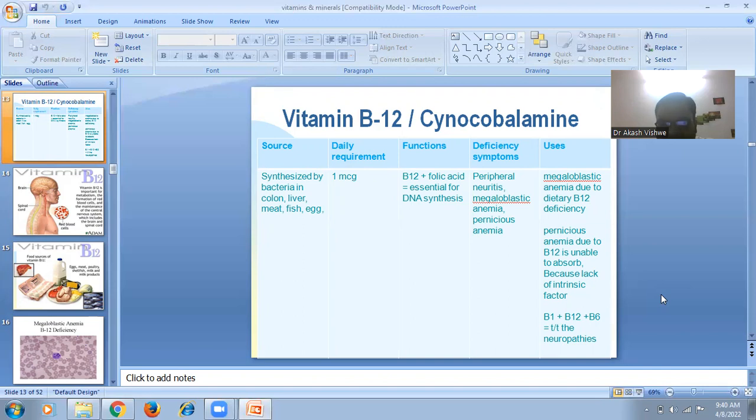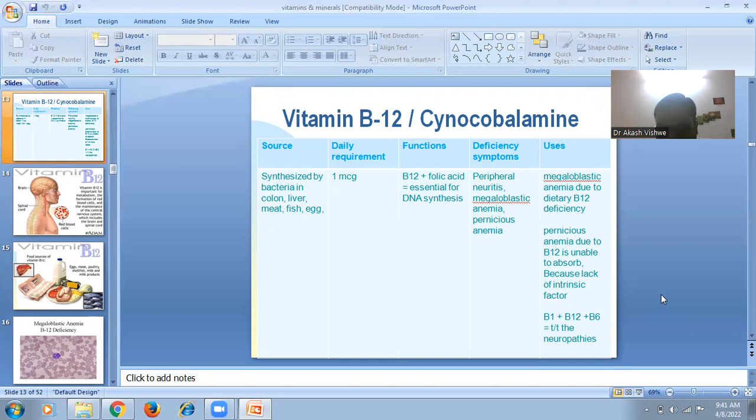Different kinds of anemias, the deficiency of iron. We can use this. So specific uses: in the condition of megaloblastic anemia, we can use this. Okay. It occurs due to dietary vitamin B12 deficiency. So if there is some dietary deficiency, we can add these dietary sources in our food or in the patient's food.